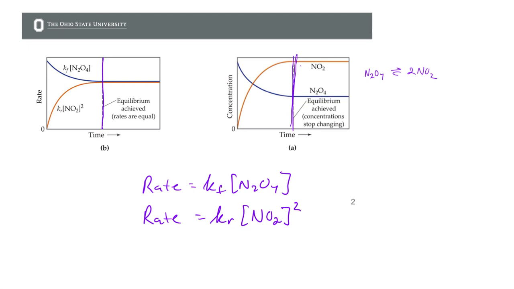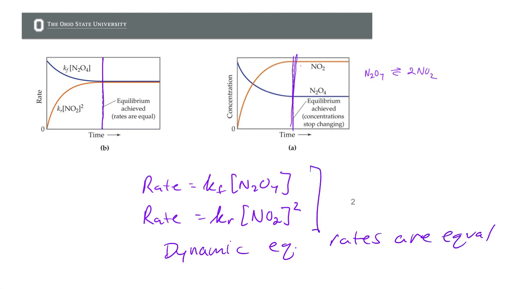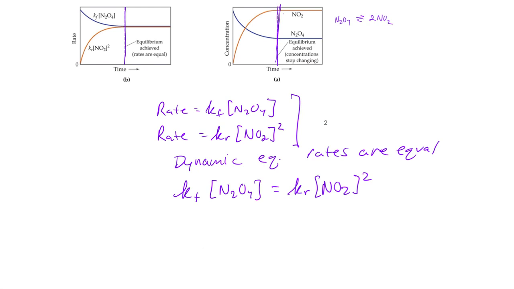By definition, we have dynamic equilibrium, and so the rates are equal. And so we can set these two equations equal to each other. K sub F times [N2O4] equals K sub R times [NO2] squared. We kind of did this when we were looking at reaction mechanisms, and we said we had a fast first step. If it's in equilibrium, you set the rates equal to each other. That's what this is.